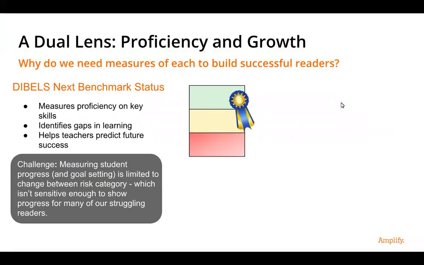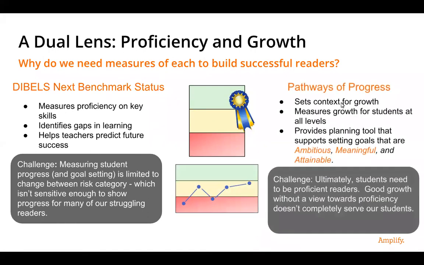We touched on this during the beginning of the year session, but when we're looking at how our students are doing, we want to consider two things. We want to look at proficiency, and proficiency on key skills. That's our benchmark status. Are our students at benchmark, above benchmark, below benchmark? Where are they on that status? We also want to look at growth. Pathways of Progress gives us a way to look at growth. It measures growth for students at all levels. It also provides a planning tool that supports setting goals. As we go through this, we'll be mentioning different things about proficiency and growth, and to get a more complete view of how a student is doing, we want to look at both proficiency and growth.